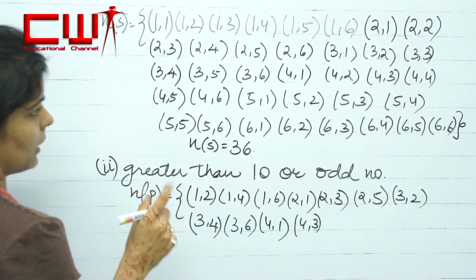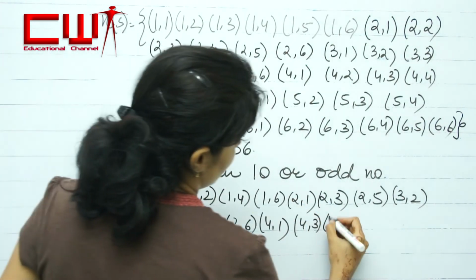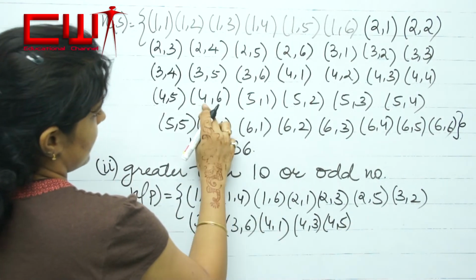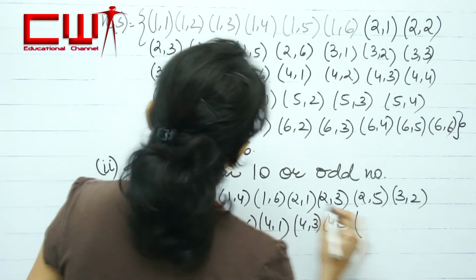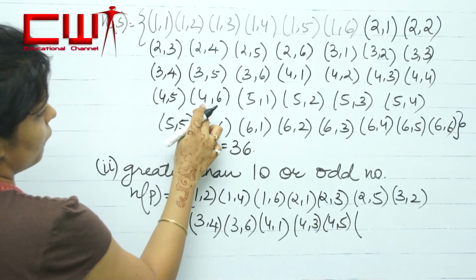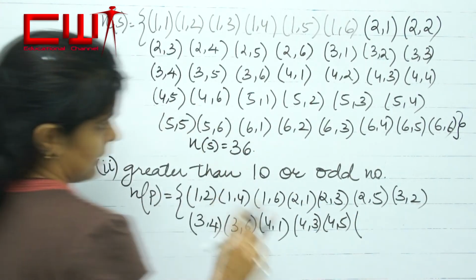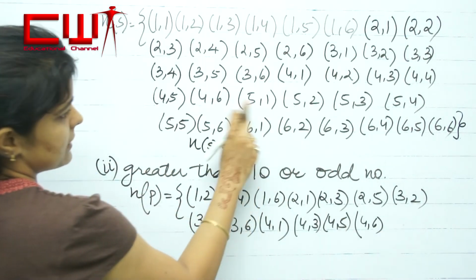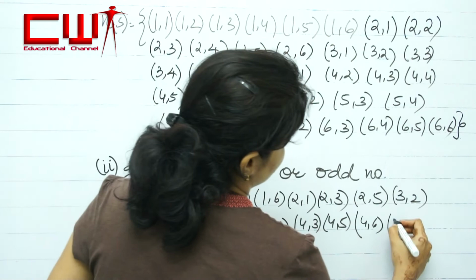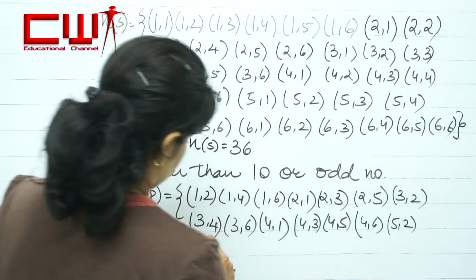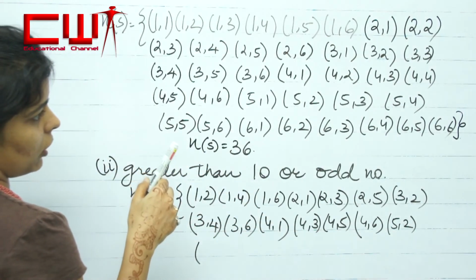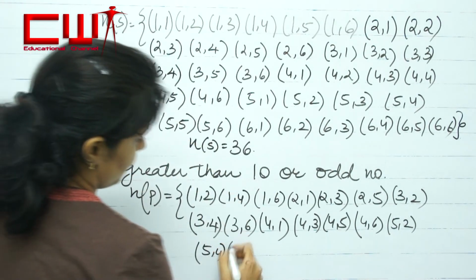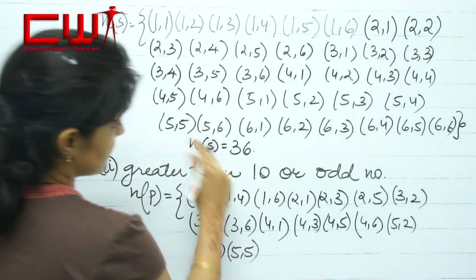4 and 4, 8 will not come. 4 and 5, 9, this will come. 4 and 6, 10 will come, because 4 and 5 is 9 and 4 and 6 is 10. So 1 is what? Odd number. 5 and 1, 6 will not come. 5 and 2 will come. Right? 5 and 3 will not come. 5 and 4 will come. 5 and 5 will come. 5 and 6 will not come.